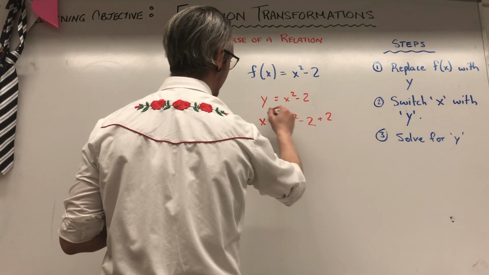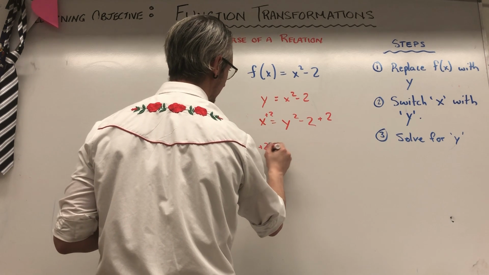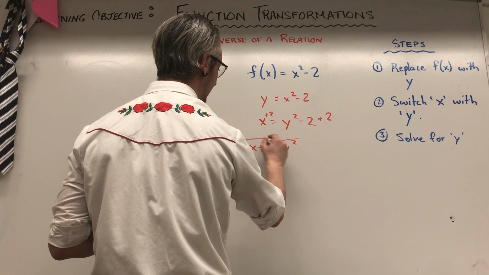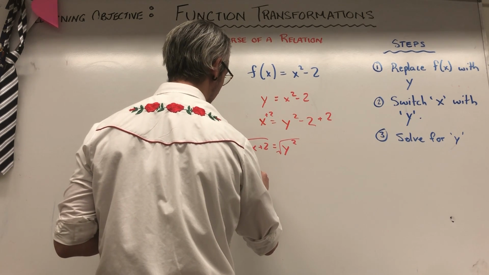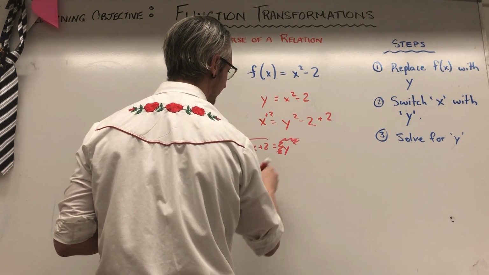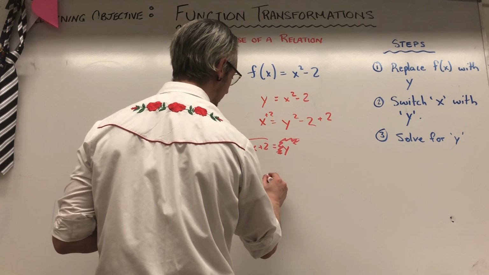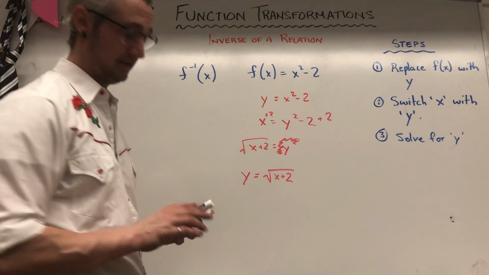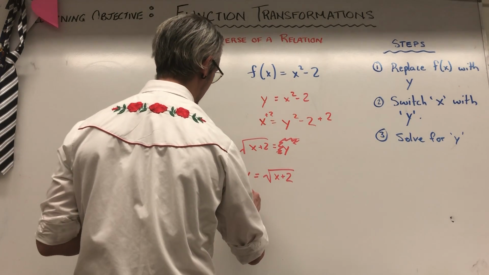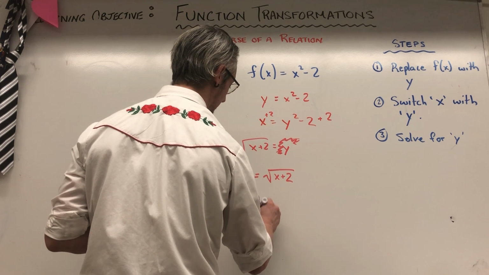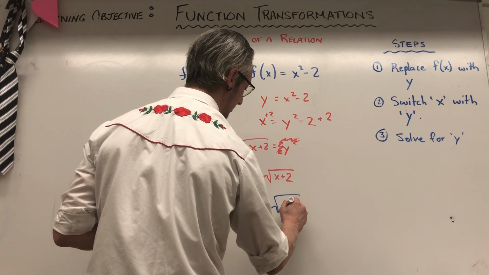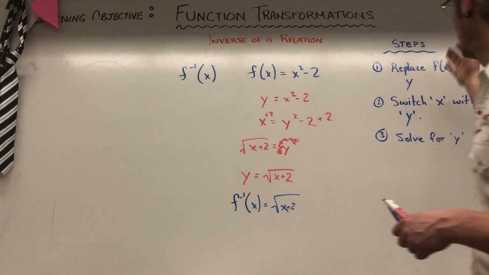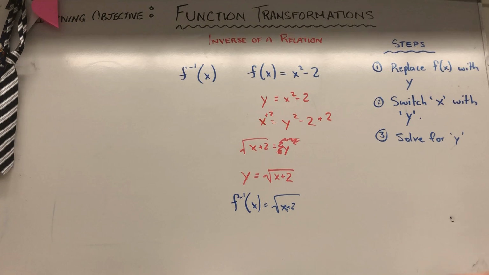I'm going to do that by adding 2 to each side. So x plus 2 is equal to y squared, and then I'm going to take the square root of both sides to get just y. The square cancels out with the square root, and I get y is equal to the square root of x plus 2. And that is my inverse. So my f inverse x is equal to the square root of x plus 2. That's all there is to it. Follow these 3 easy steps to success.